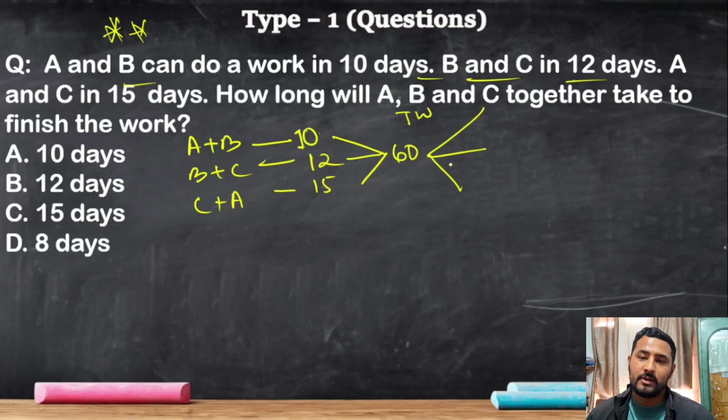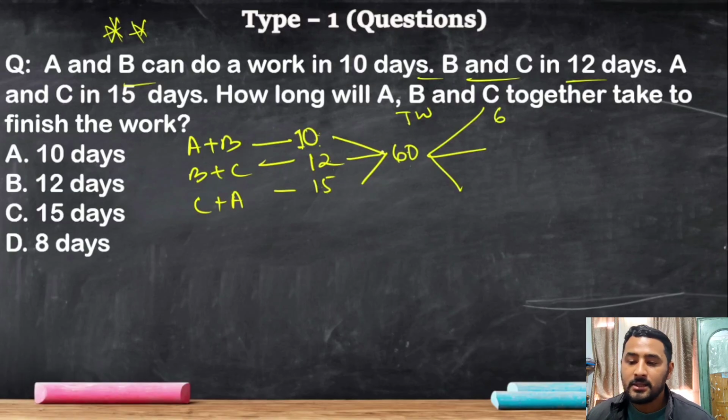If you want to use factorization and you are fast, you can do that also. But this will save your time. You should check the multiples of the bigger number here. 15 times 1 is 15, 15 times 2 is 30, 15 times 3 is 45, 15 times 4 is 60. Since 60 is divisible by all the numbers 10, 12, and 15, we can take the total work as 60.